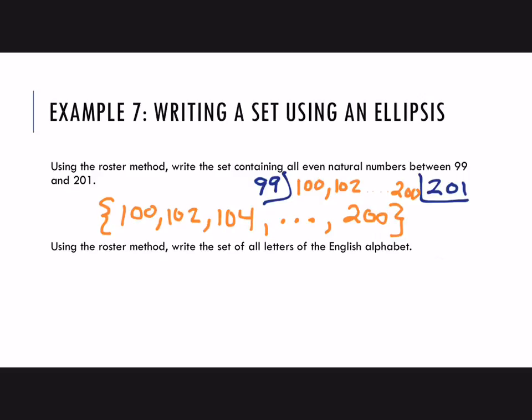Using the roster method, write the set of all letters of the English alphabet. So we start by listing a few, A, B, C, and then once you get the idea, you can use the ellipsis and then state that it ends at C.